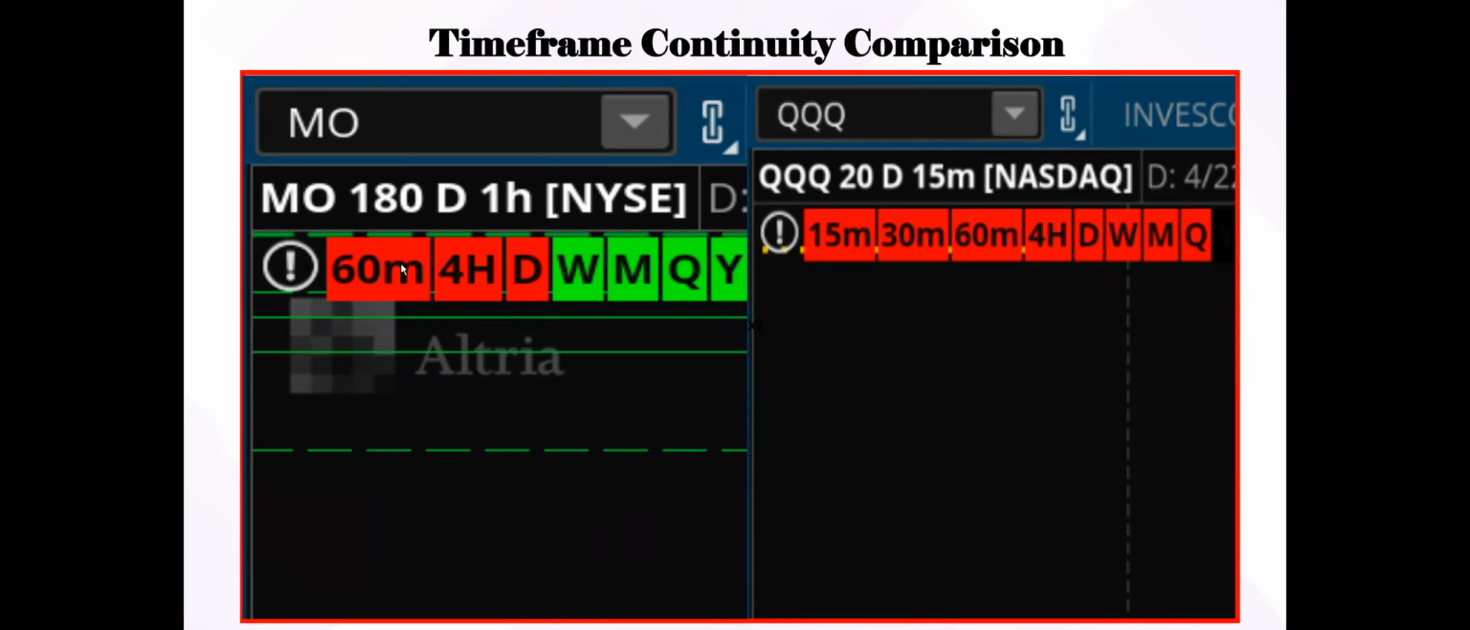Now MO is green on the year, quarter, month, week. But Friday, it was red on the daily, 4 hour, 6 hour. That's right there, you don't have time frame continuity, especially if we just focus on the month, week, day, 1 hour, which is the 60-minute. That's an example of not having time frame continuity because your day is red and your 1 hour is red, while your week and month is green. All right. So MO would be an example of not having time frame continuity. QQQ would be an example of having time frame continuity.